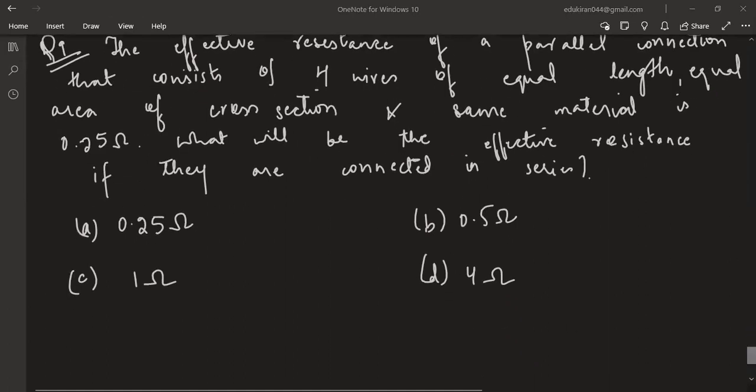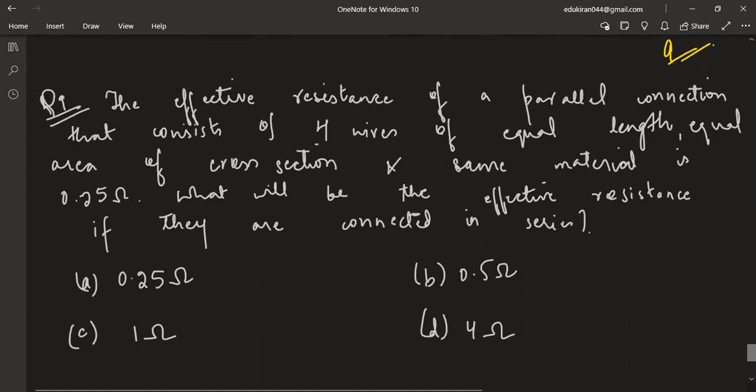This question says that the effective resistance of a parallel connection that consists of 4 wires of equal length, equal area of cross section, and same material is 0.25 ohms. Now you have to find out the effective resistance if they are connected in series. Now see, 4 wires are there and they are identical. Length is same, area is same.